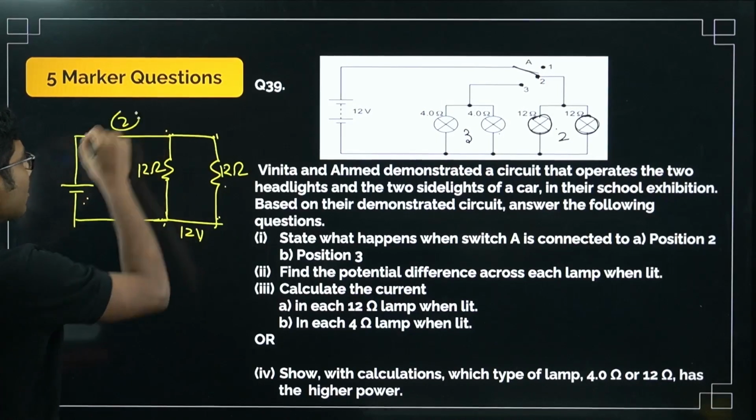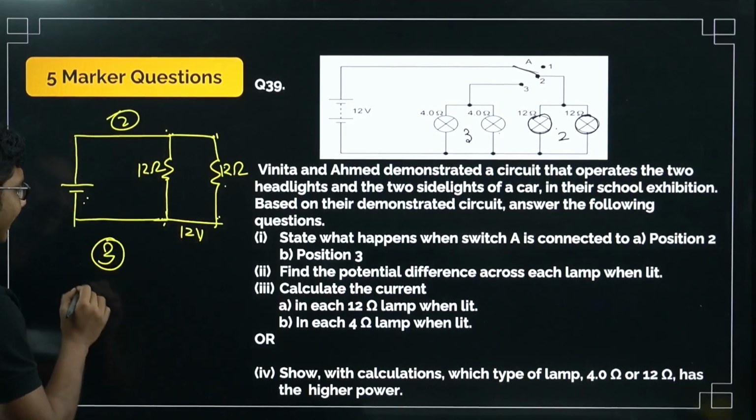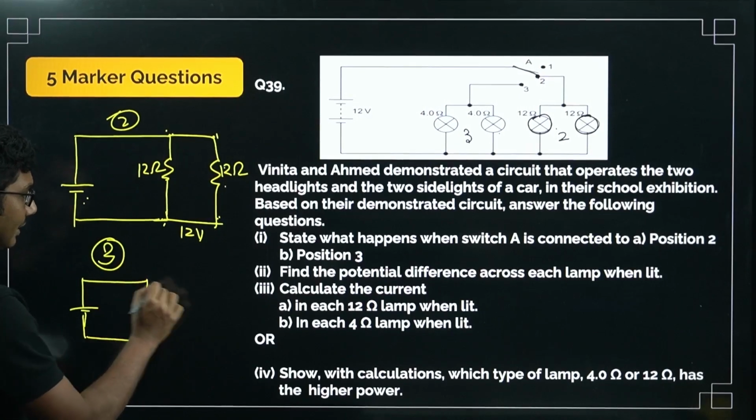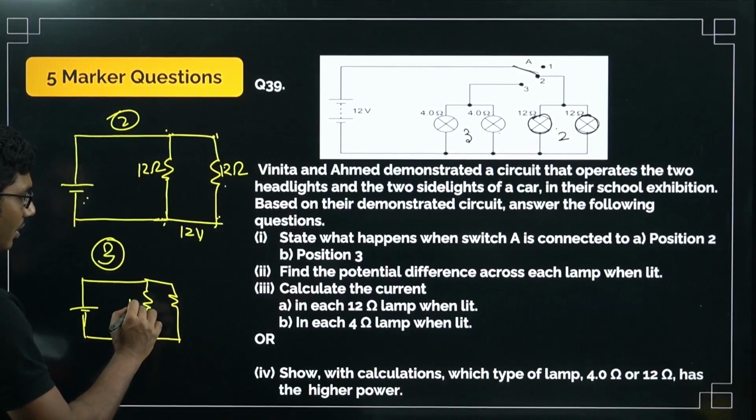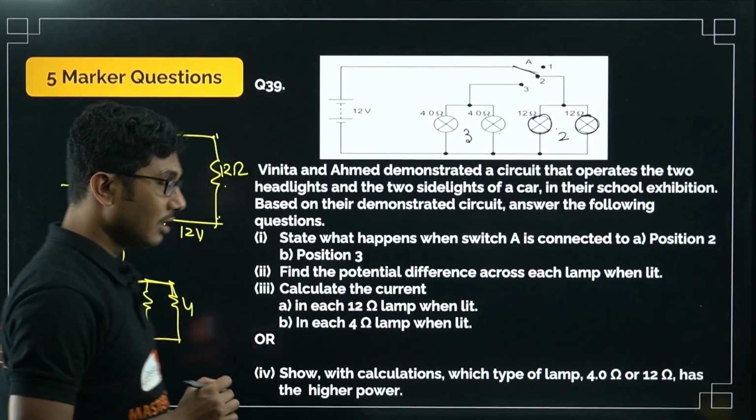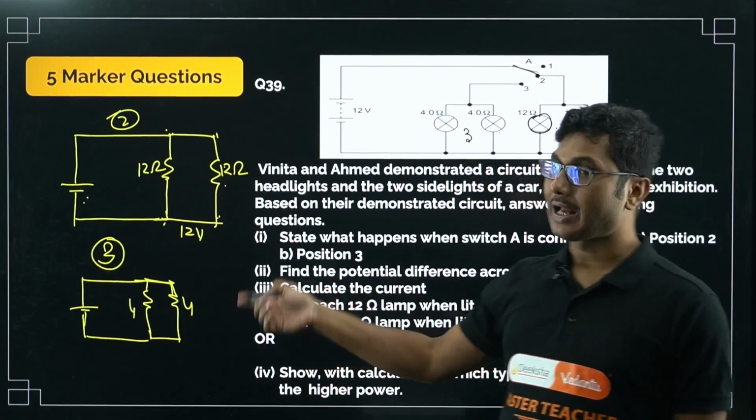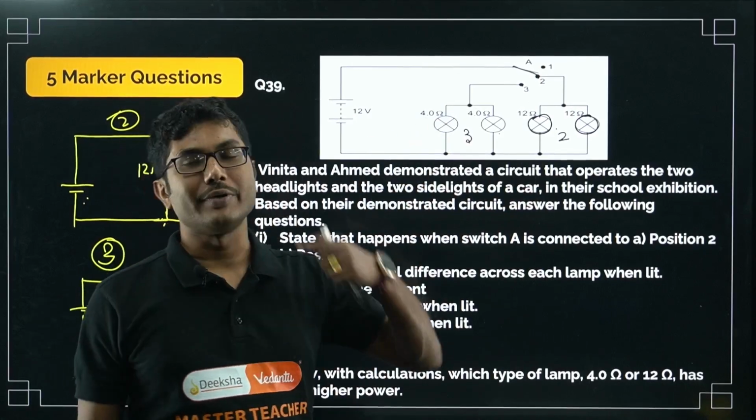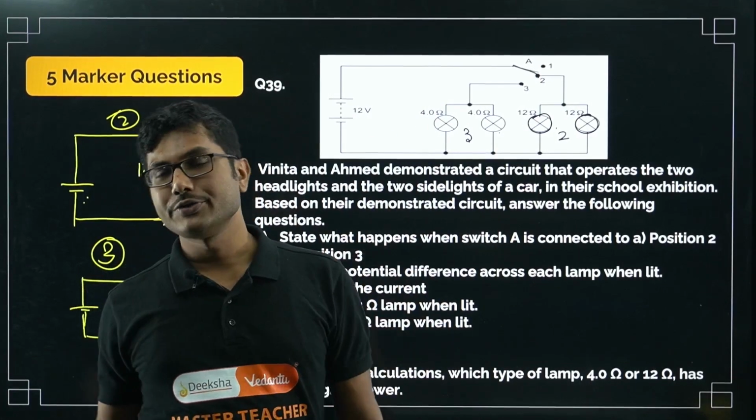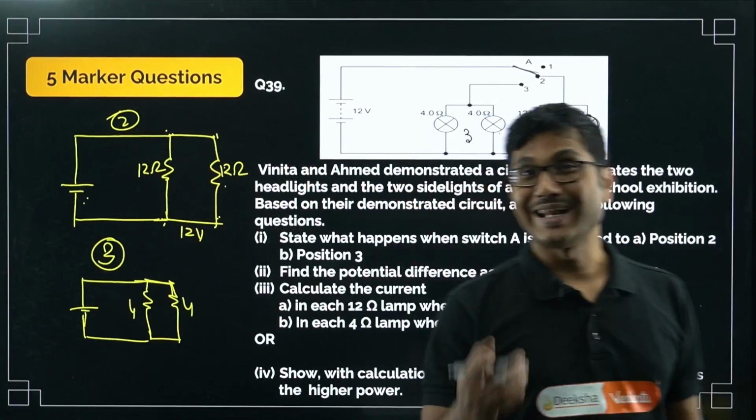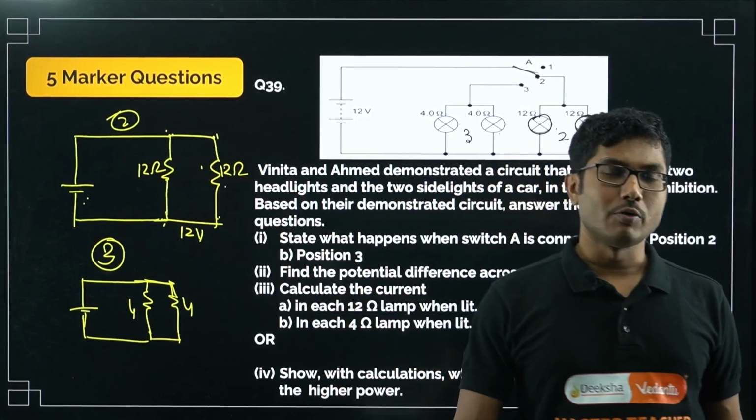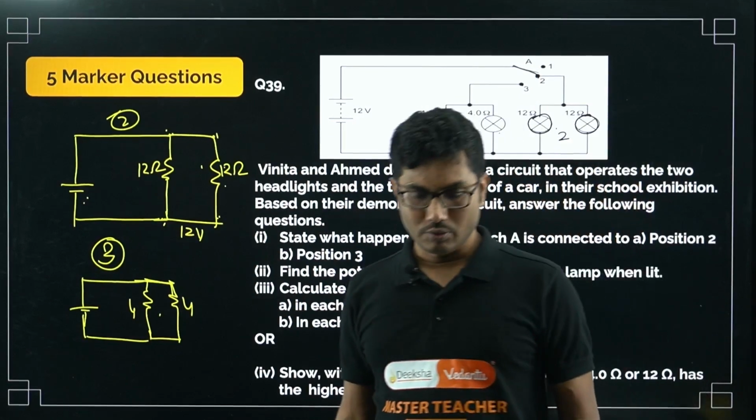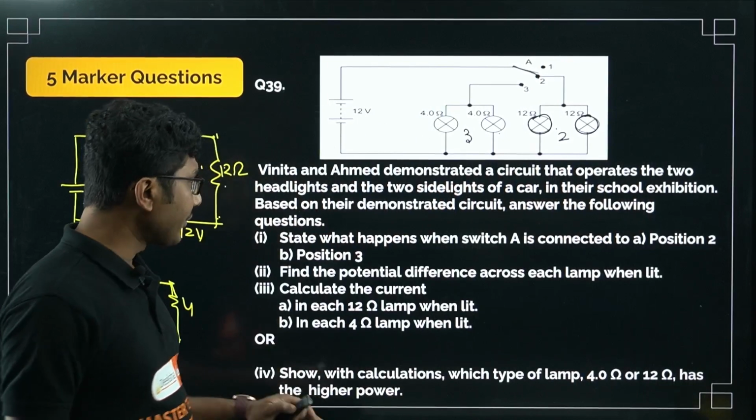Similarly, this is when it is connected across circuit number 2. When it is connected across circuit number 3, in the same way the circuit is again connected in parallel, only the resistances are changed. So it is 4 ohm, it is 4 ohm, again connected in parallel, and in this case also they will have the same potential, that is 12 volt. Because the connections are parallel, in each case, when it is connected in 2 or in 3, the voltage will be 12 volt across all the lamps when lit. So when 12 ohms are lit, again 12 volt. When 4 ohms are lit, again 12 volt.